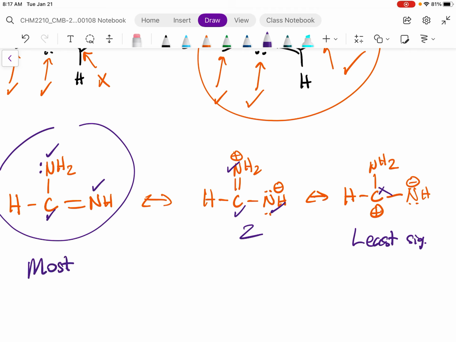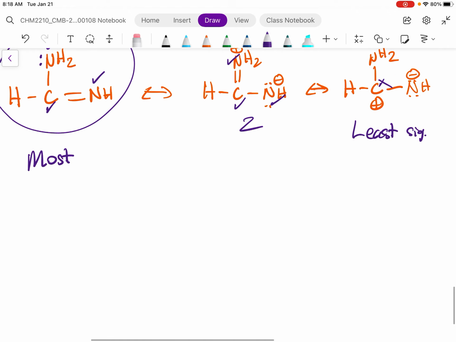You see how I broke that tie there? Well, I had rule 1, there was a tie. They all have octets. Rule 2 says, look at how many formal charges there are. And the one with the least amount of formal charges is going to be the most significant. Does that make sense? Okay. Let's see. If we come into a situation where we have something that looks like this.